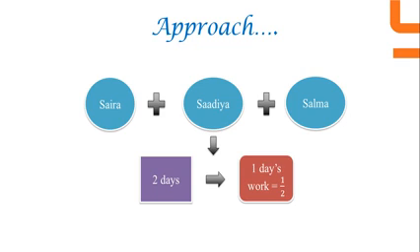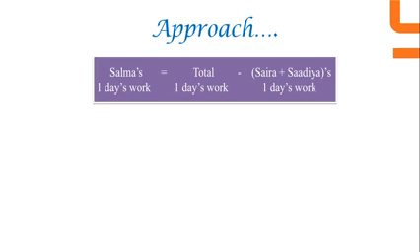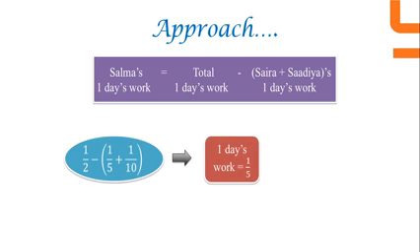Now, what was the question? How long will Salma take to complete the work alone? To determine this, we need to find out Salma's 1 day's work. How do we find that? By subtracting Sarah's and Sadia's 1 day's work from the total 1 day's work. That is 1 by 2 minus (1 by 5 plus 1 by 10), which is equal to 1 by 5. That is, Salma's 1 day's work equals 1 by 5, which means Salma takes 5 days to complete the work alone.